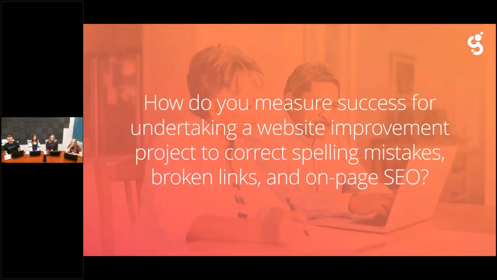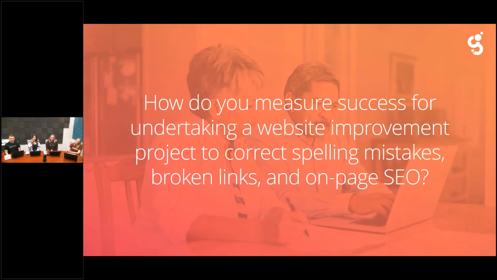How do you measure success for undertaking a website improvement project to correct spelling mistakes, broken links, and on-page SEO? So this question gets dramatically more important as it goes through. So things like spelling mistakes, I would definitely go through and correct those, if for nothing else, just to make sure that users view you as competent. And then as Google really cracks down on the EAT stuff, which is expertise, authoritativeness, and trustworthiness, things like that will likely contribute.